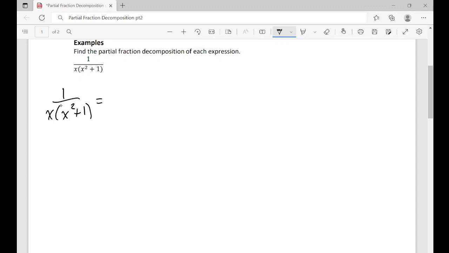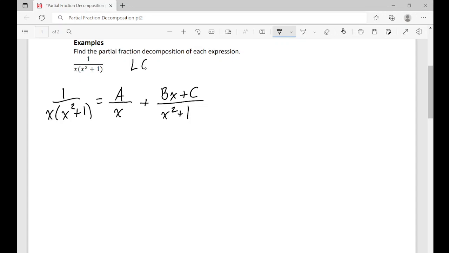And since we have two factors, we will have two fractions. This one being x, and this one being x squared plus 1. Now this is a linear factor, so its top number is going to be some constant a. And this is an irreducible quadratic factor, so its top is actually going to be a linear factor. So it's going to be bx plus c. It's always going to be one less than the denominator.